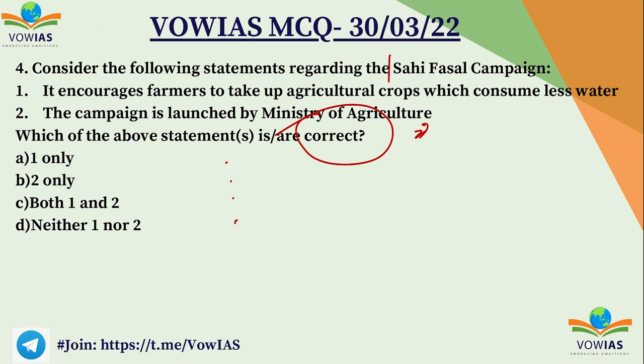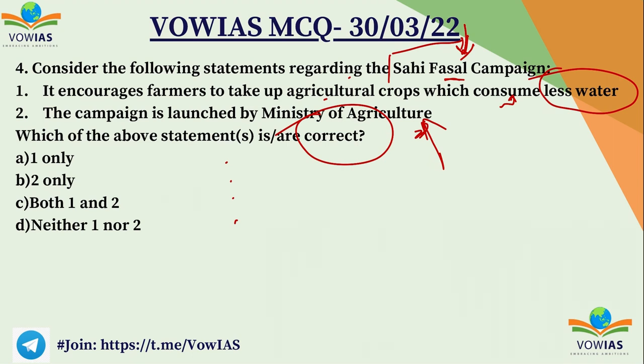So Sahih Fasal. So if you see this scheme, the campaign basically Sahih Fasal, it is looking like something related to agriculture. And if you see the statements, the first statement says it encourages farmers to take up agricultural crops which consume less water. So it is something related to water. It is not related to agricultural production. So when something is related to water and not agricultural production, do you think it will be launched by Minister of Agriculture?